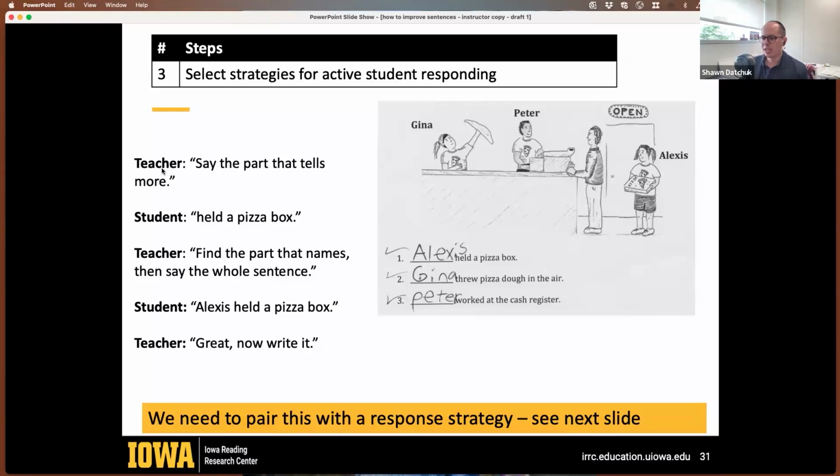So the teacher could say, the part that tells more. And the student says, held a pizza box. And the teacher says, okay, find the part that names. So, blank held a pizza box, find the part that names, and then say the whole sentence. The student could say, Alexis held a pizza box. Great, now write it. So this is the instructor and students engaged in a constant volley where they're using their oral language to say the sentences, get used to that sentence structure, and then they're writing it.